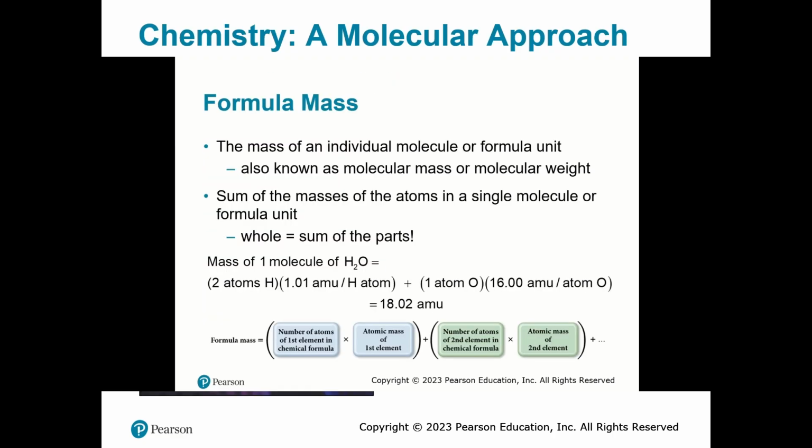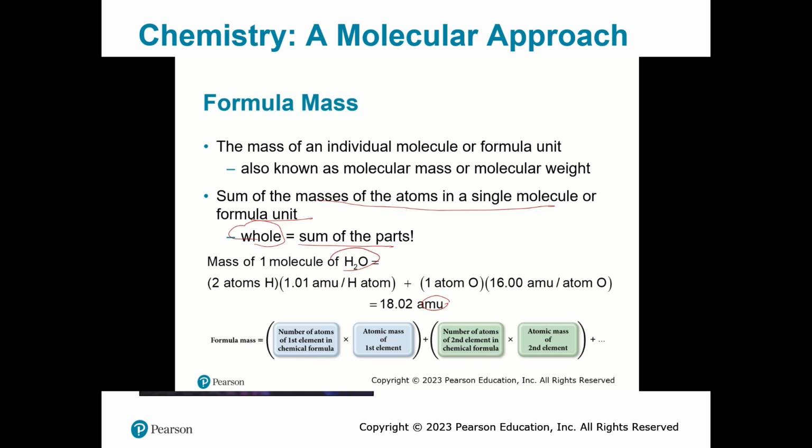So formula mass is the mass of an individual molecule or formula unit, also known as molecular mass or molecular weight. So what is the difference between formula mass and the molar mass? For formula mass, we talk about atomic mass units. We sum the mass of atoms in a single molecule or formula unit. So we obtain the whole, which is the sum of the parts.